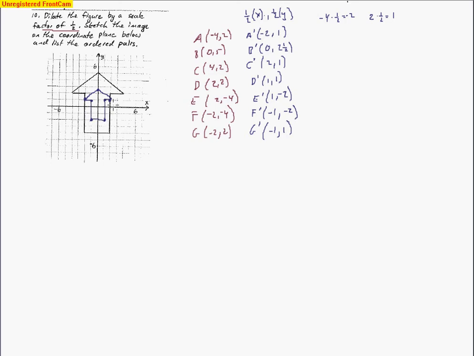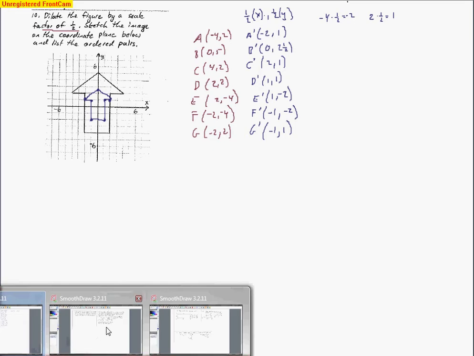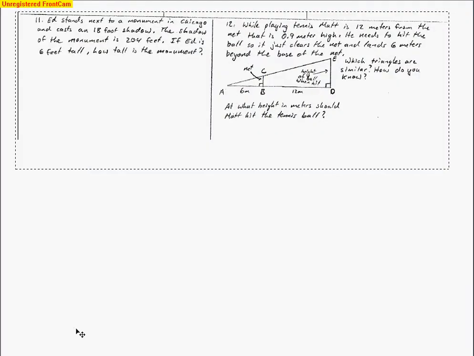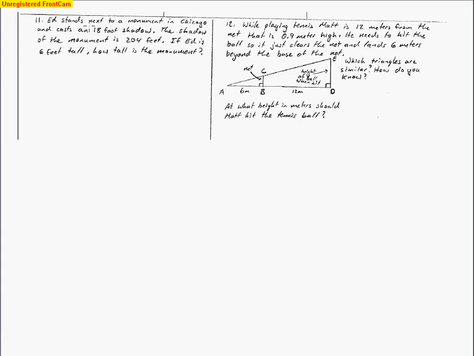So there it is, the same shape, similar shape, but just half the size of the original one. And so let's take a look at the next type of problem that we'll end up seeing, and it would be these. Number 11 says that Ed stands next to a monument in Chicago, and he casts a shadow that's 18 feet long. So here's Ed's shadow, it's 18 feet, and this is Ed. Don't know how tall Ed is yet.